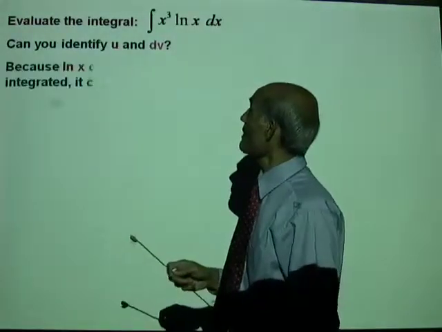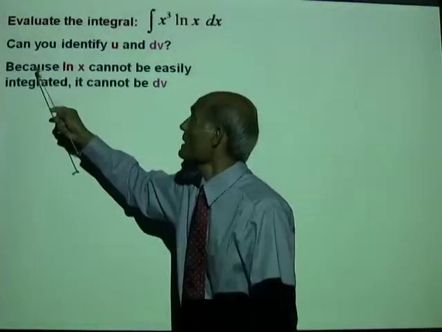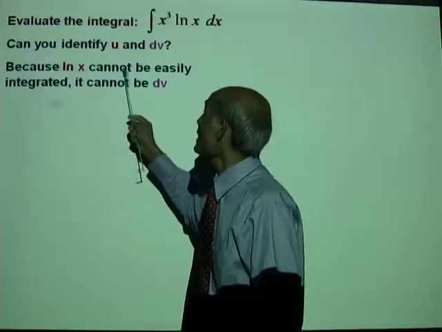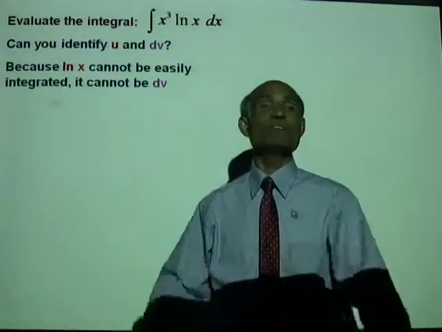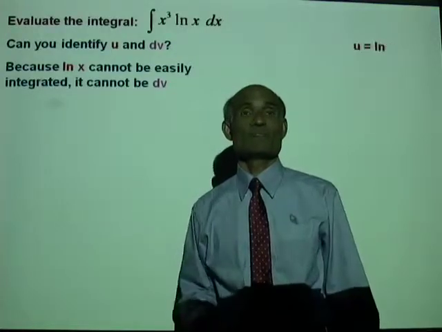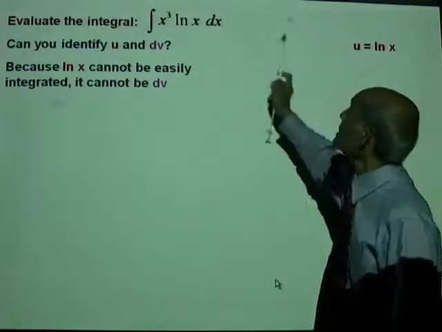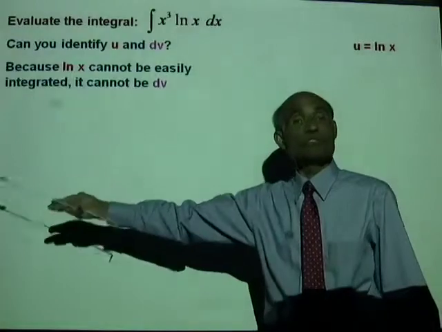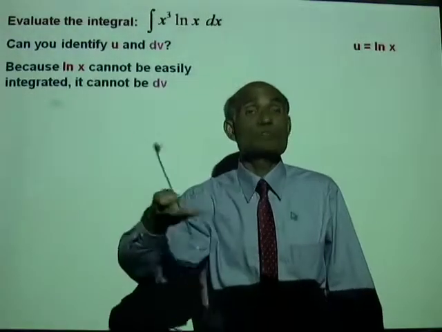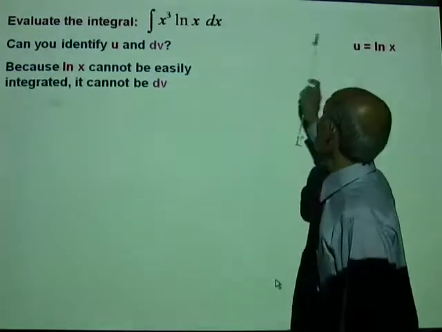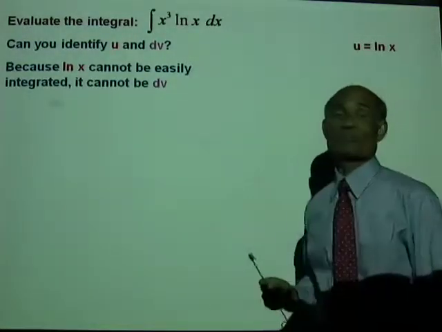How do we identify our u and v? Because ln x cannot be easily integrated, it cannot be your dv. And therefore, you need to choose ln x as your u. If it cannot be your dv, then it has to be your u, is that right? So we choose u equal to ln x.